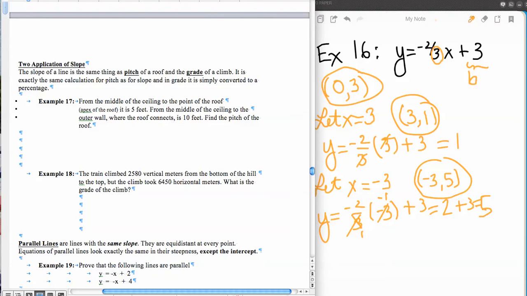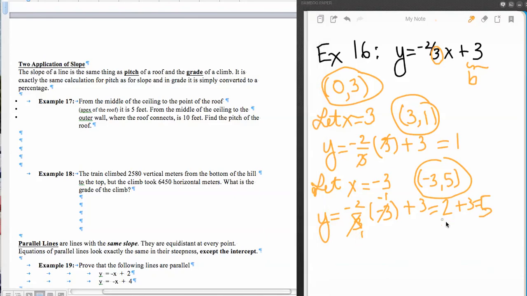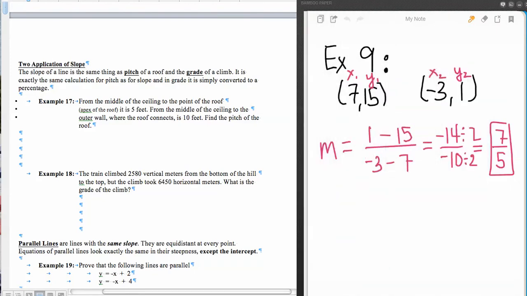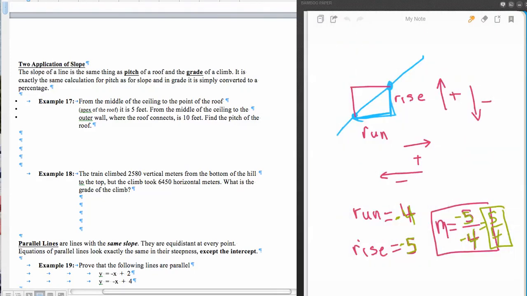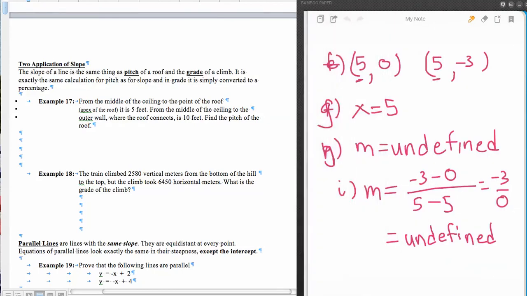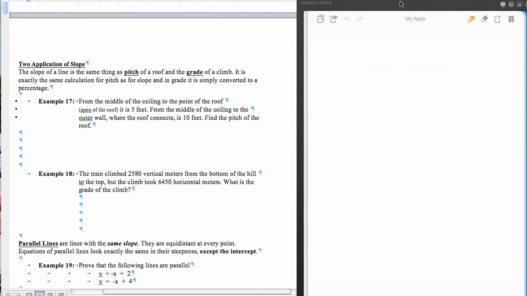So examples 17 and 18 show us some applications of the slope of a line. The applications we're talking about are the pitch of a roof and the grade of a road, and these are both slope applications. If we're talking about from the middle of a ceiling to a point on the roof, here's our ceiling, and here is a point on the roof. That's the top of the roof, called the apex of the roof.